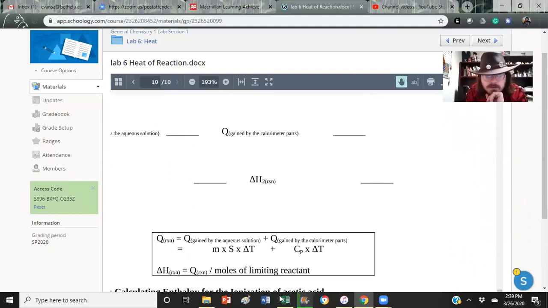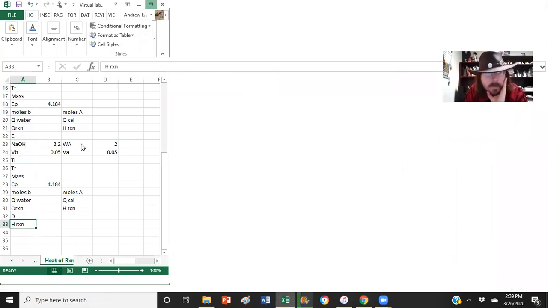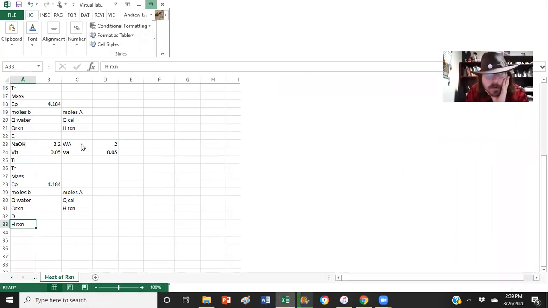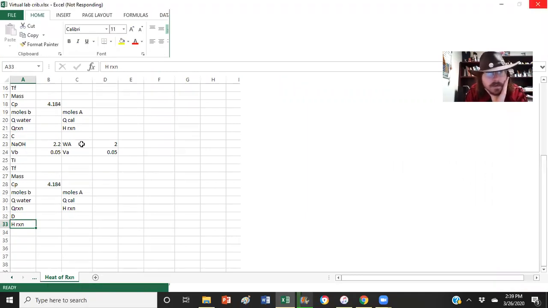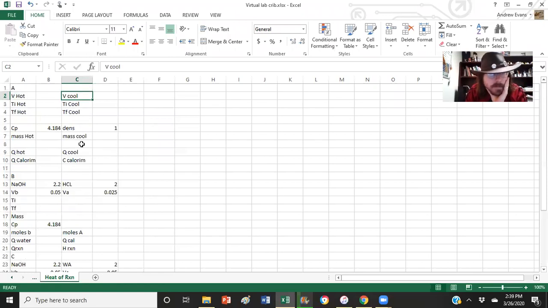So, looking at this, I'll pull up the Excel spreadsheet here. There are some things we should know right off the bat, and that is the heat capacity of water. That is a constant. That will not change. That is 4.184 joules per gram Kelvin. That is a constant for water. The density of water, we are not being super accurate, so the density is 1 gram per mil.